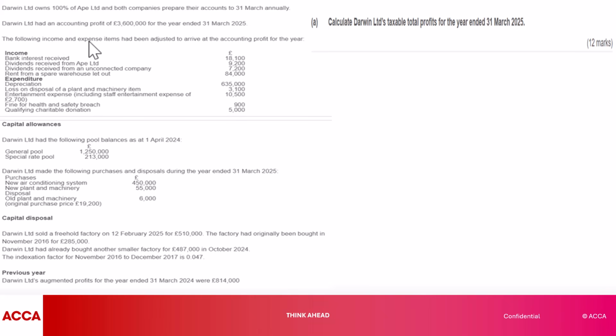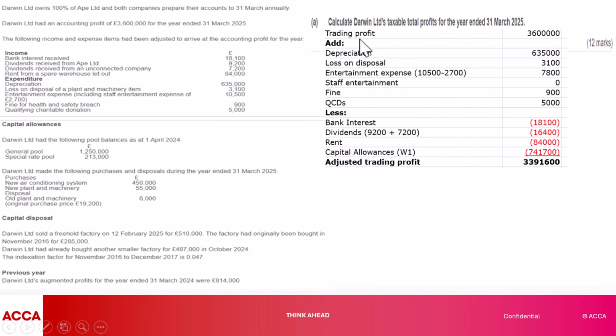And you can see here the following income and expense items had been adjusted to arrive at that profit of 3.6 million. There's also a computation for capital allowances, so there's quite a bit of work here. So let's try and see it. So how would I compute this? So first and foremost, the trading profit is 3.6 million. You want to do adjustments.